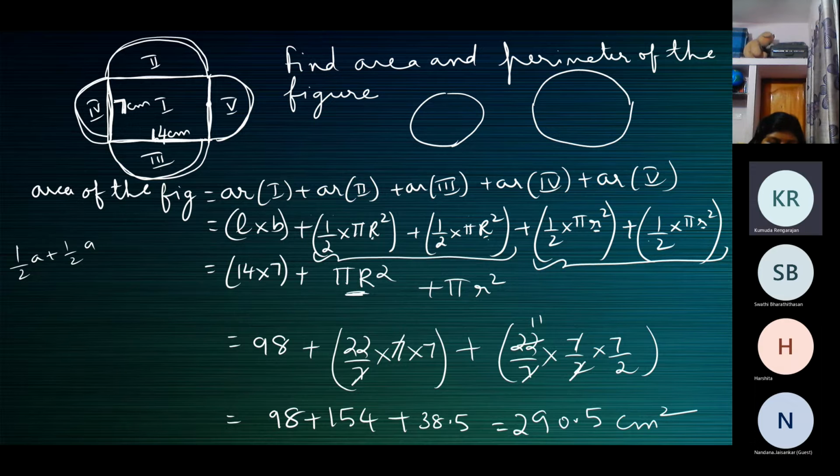So those two semicircles put together will form one circle. That's what is pi small r square. Half pi r square plus half pi r square is pi r square. Now 14 into 7 is 98, length into breadth. This one 22 by 7 and substitute the value of r. Here also 22 by 7 and substitute the value of r. Yes, ma'am. Understood.